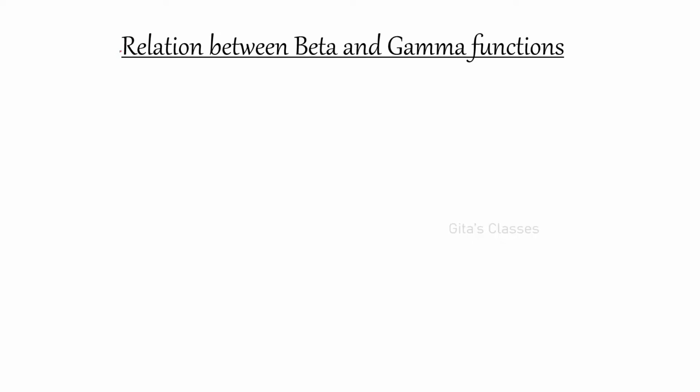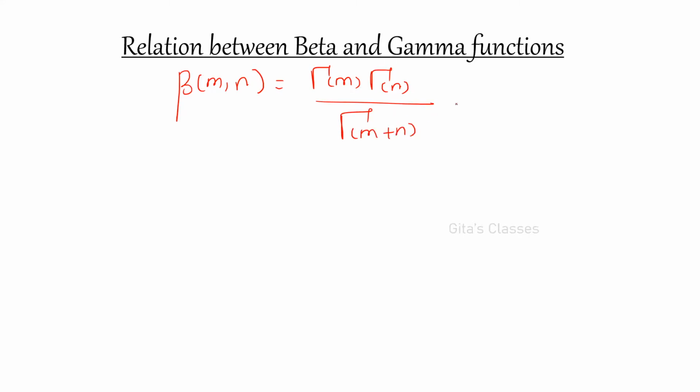First, let me write the relation between them: beta of m comma n is equal to gamma of m into gamma of n divided by gamma of m plus n. This is the relation between them. This is the beta function, this is the gamma function. So beta of m comma n can be written as gamma of m into gamma of n divided by gamma of the sum m plus n.